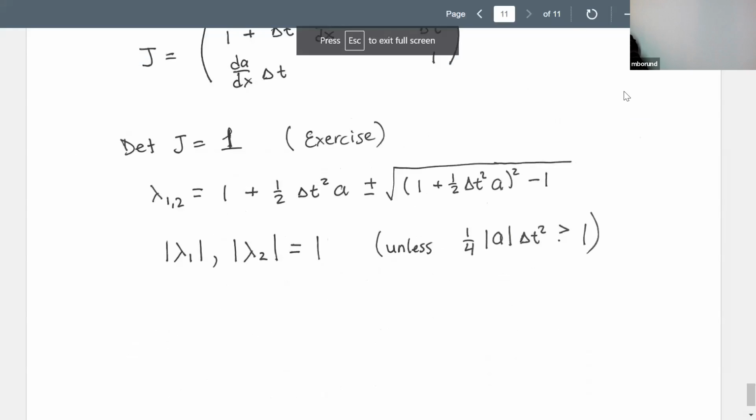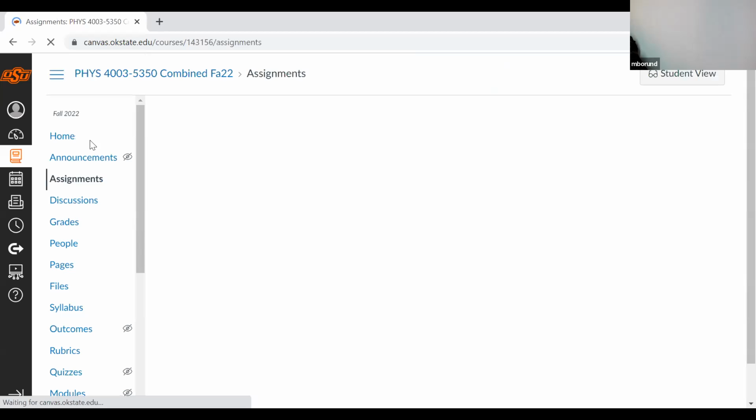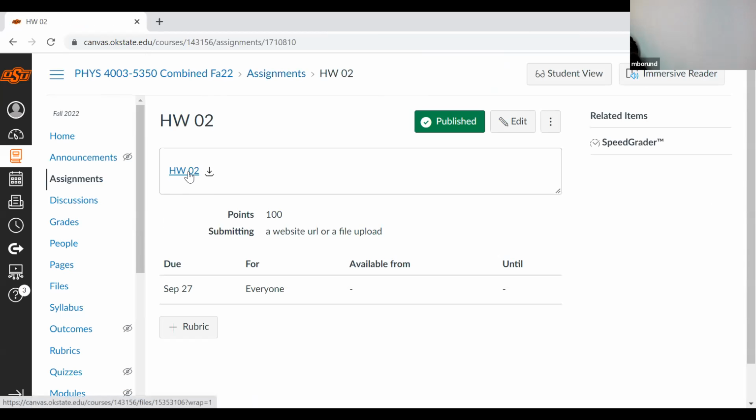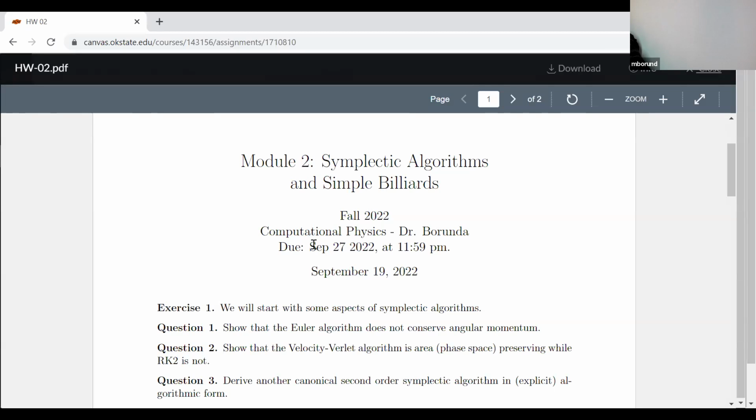The homework, let me close this. Homework is available. I'm not giving any extra time for this one because if not, I'll be behind on everything grading wise. It's due Tuesday at midnight. So make sure you start it right now.